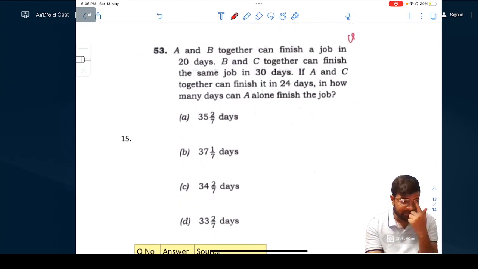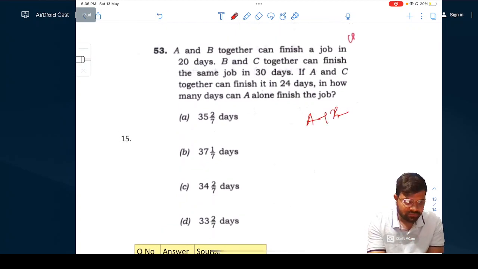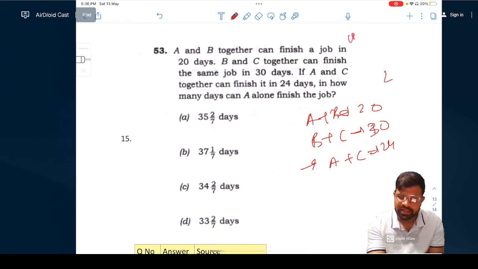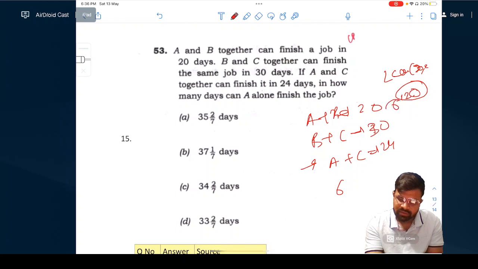Okay, again same thing. A plus B can do a job in 20, B plus C can do a job in 30, and A plus C can do a job in 24. So what is the LCM of 20, 30 and 24? It will be 120. So A plus B is 6 units per day. B plus C will become 4 units per day. A plus C will become 5 units per day.